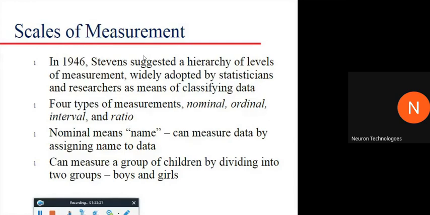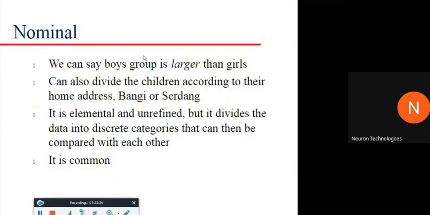Nominal means name. You can measure data by assigning names to data, for example measuring a group of children by dividing them into two groups, boys and girls. Ordinal, nominal, interval, ratio, these are very important for research. We can say the boys group is larger than the girls group. So we are relating boys and girls, which group is the larger one. We are giving the comparison. We are telling that our research input or output is telling us which group was the larger, and due to this reason this outcome will be in front of us.